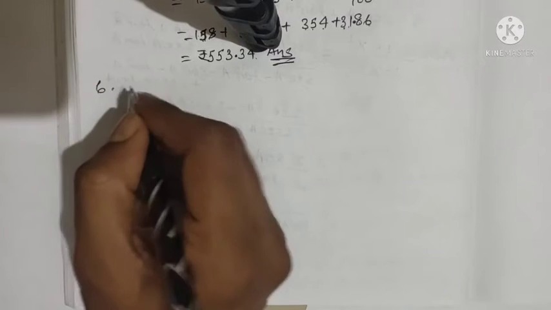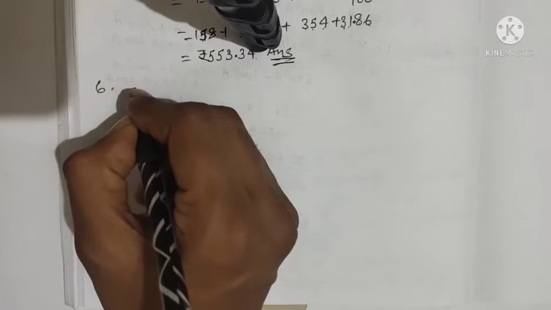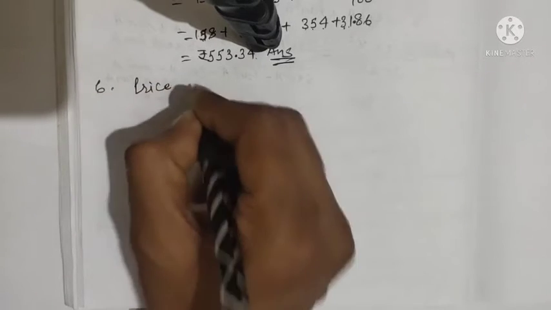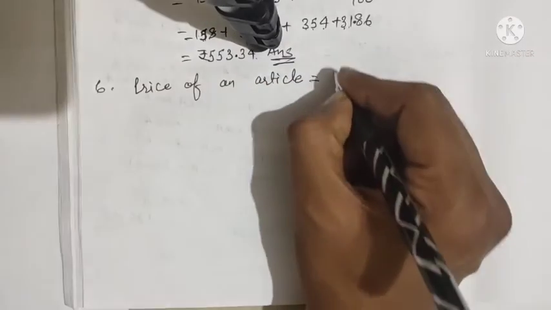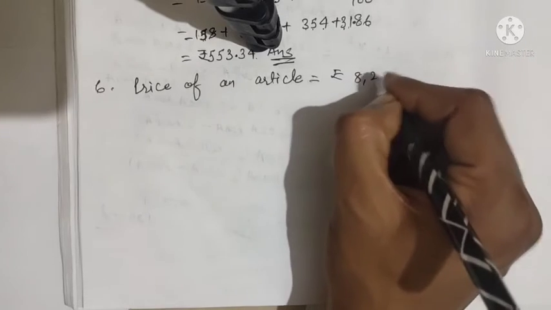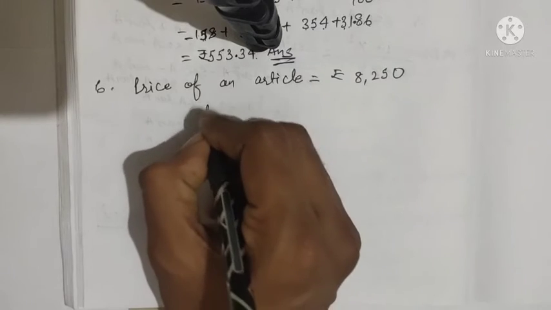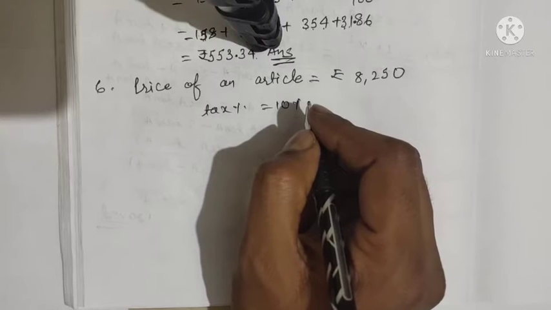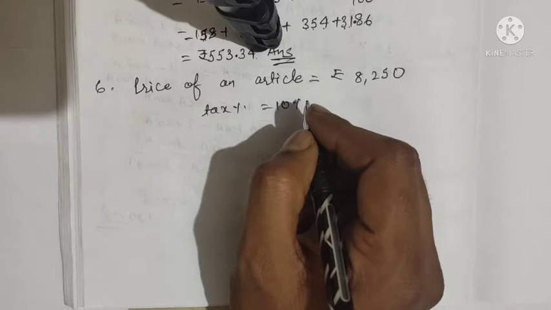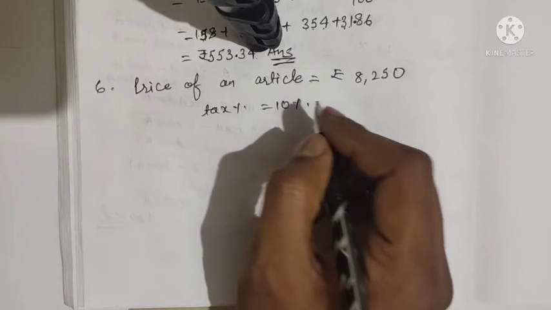Now question number 6. Question number 6 is the price of an article is rupees 8250. So here it is given that price of an article is equal to rupees 8250 and which includes tax at 10%. So tax percent is equal to 10%. We have to find how much more or how much less a customer pays for the article if the tax on the article is increased to 15%.